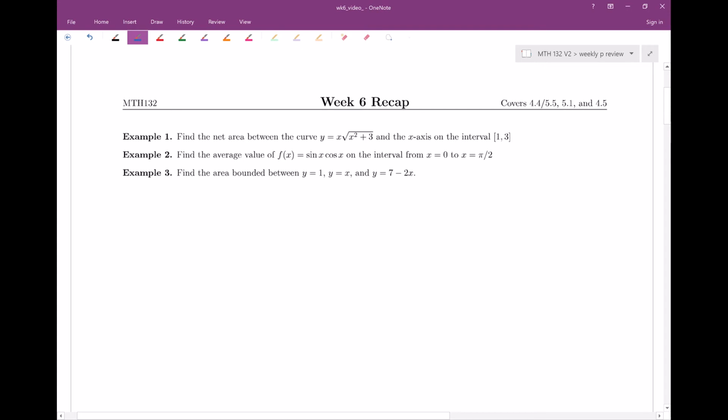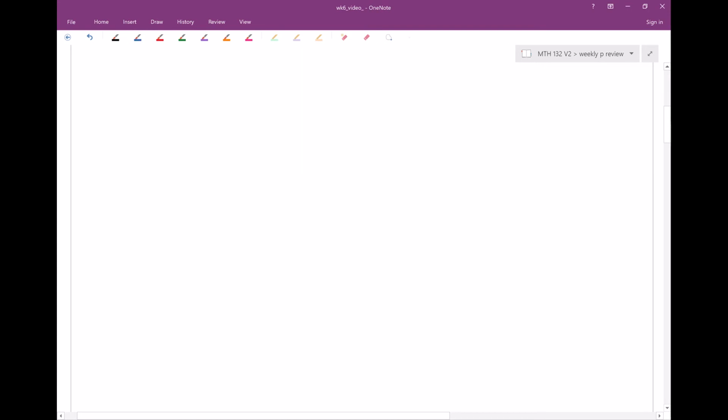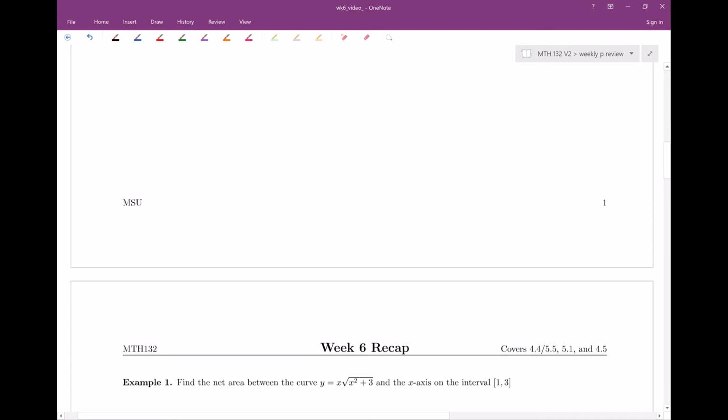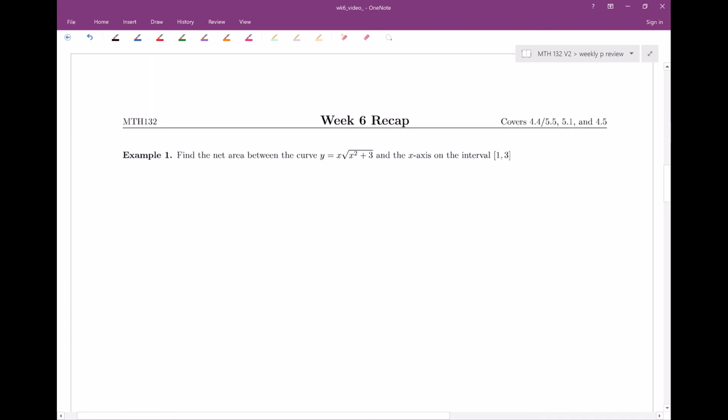So, okay, let's go ahead and get started with example number 1. We're interested in finding the net area between the curve y equals x times the square root of x squared plus 3 and the x-axis on the interval from 1 to 3.